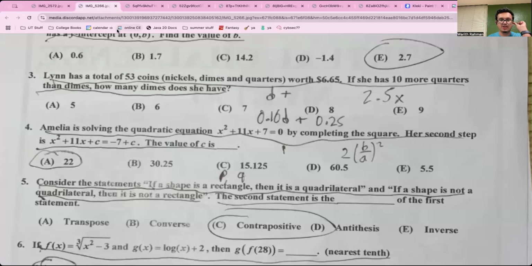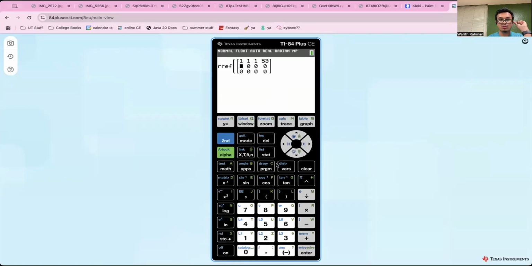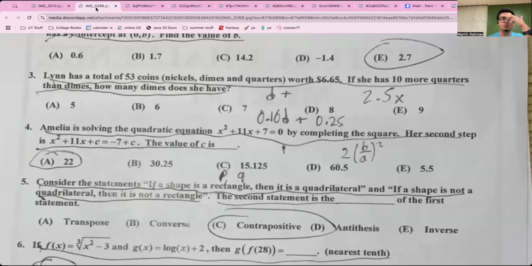Then our next part is it's worth 665 total. So I'll do 0.05 for clarity. Each nickel is worth 5 cents, each dime 10 cents, and each quarter 25 cents. This should add up to 665. And this may be a bit of a rushed explanation, that's my fault. But hopefully if you write out the equations, you'll see where these coefficients are coming from.